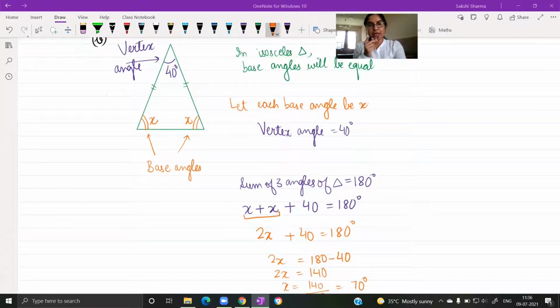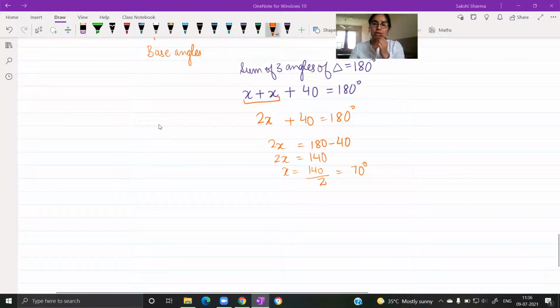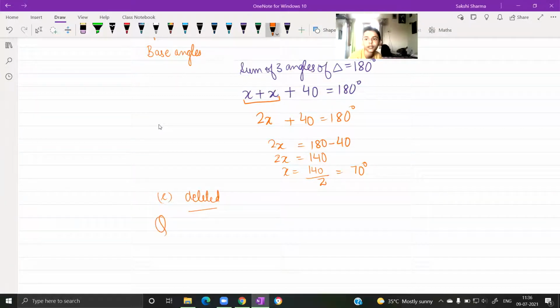All right. I think everyone has written this. The third part of this question is not in your syllabus, so you can write that down. C part, it's deleted. It's visualizing solid shapes. Yes, Rishit. Question number 3, part A.